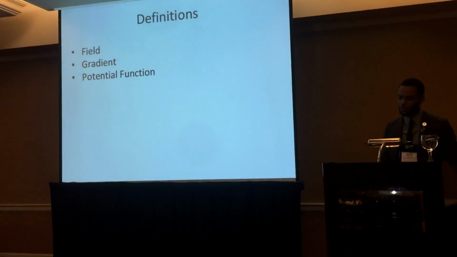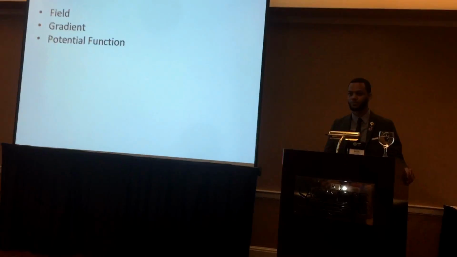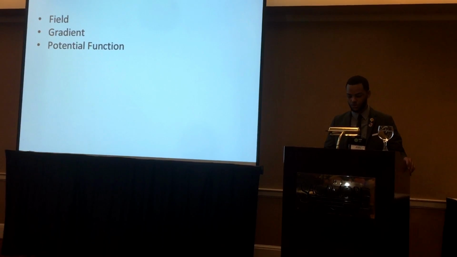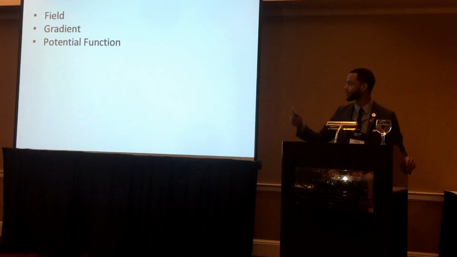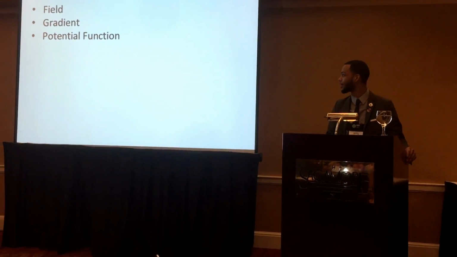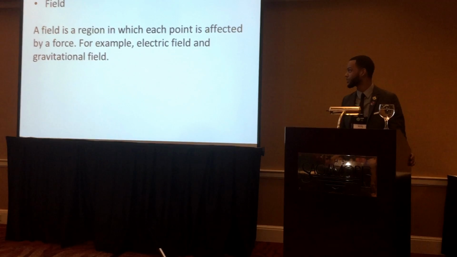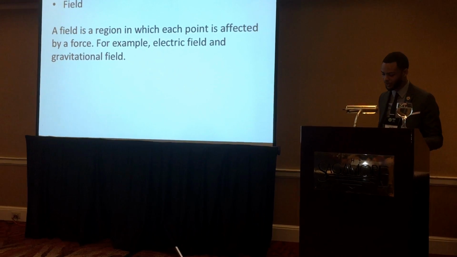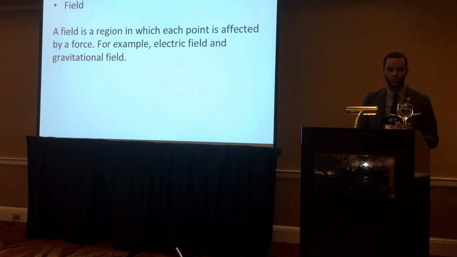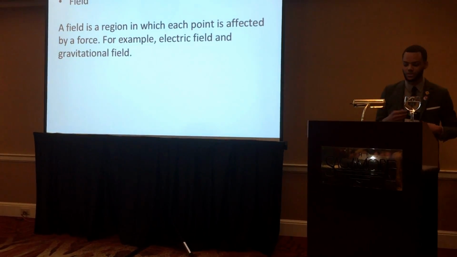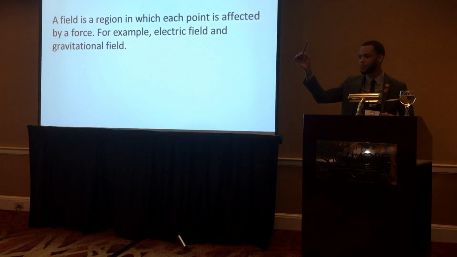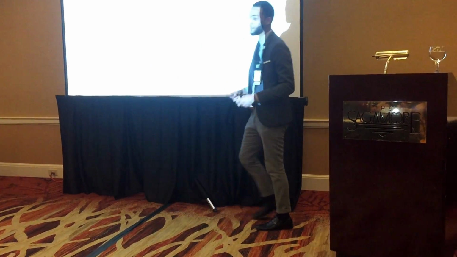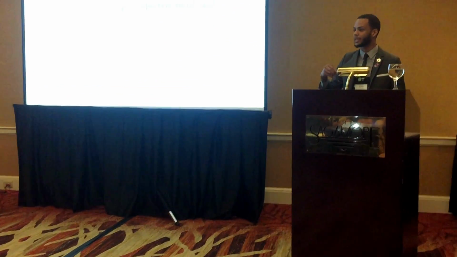Now, in order to better understand this topic, we should define some very important concepts, which are: first, field; second, gradient; and third, potential function. First, we have the field, which is a region in which a point is affected by a force. For example, an electric field or a gravitational field. Just for demonstration, if we have a pen, it will be affected by the gravitational field. We can use this room right here as a field.